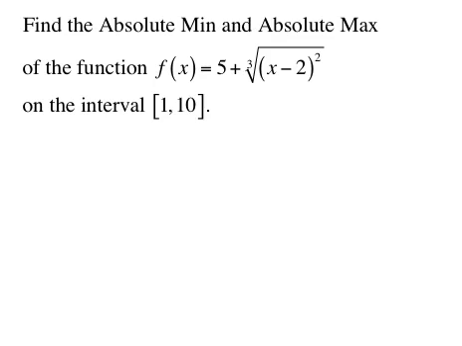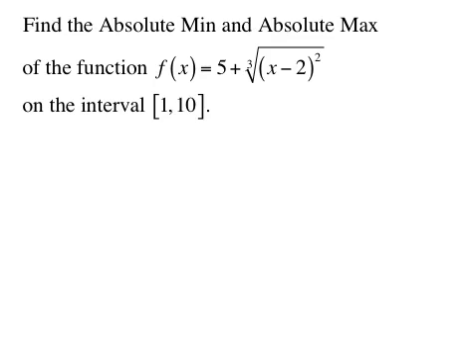Let's take a look at this question. Find the absolute min and absolute max of the function f of x is 5 plus the cube root of x minus 2 squared on the interval from 1 to 10. And indeed, this function is also continuous everywhere.